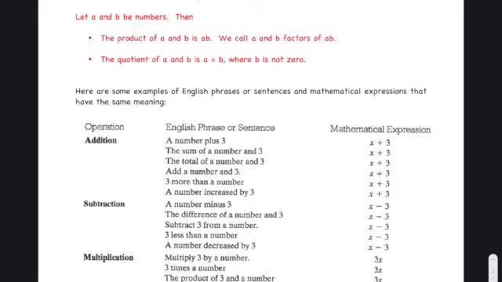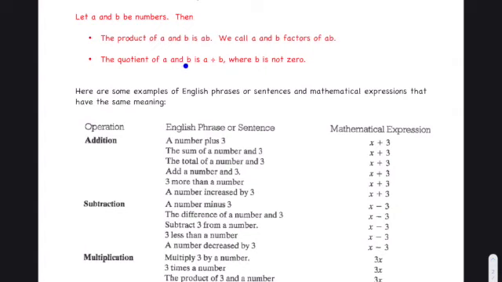Now, the reason they are using letters is because they could be any numbers. The product, meaning multiplication of A and B, is just written as AB. We call A and B factors. So A is a factor, B is a factor. They are factors of AB. A number might have more than just 2 factors, but they have at least 2 factors, except 1. One only has 1 factor.